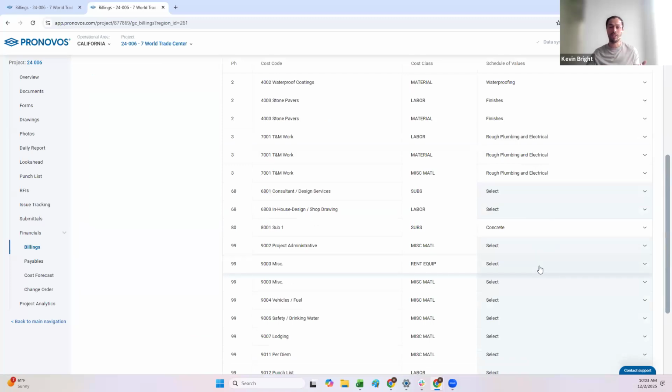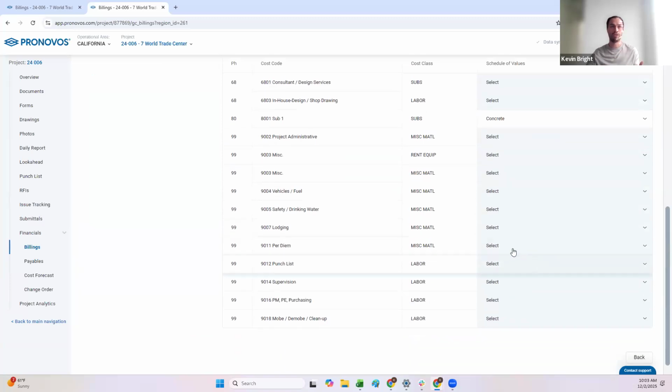You don't have to map every single one. So for example, if you've got some general condition line items like supervision, PM, that's going to span the entire project, and it doesn't make sense to group it into one specific schedule of value. You can leave that off and leave that blank. And I'll explain later how the analysis handles that.